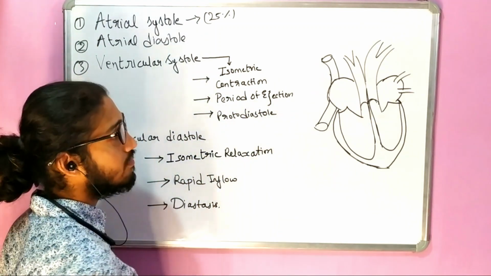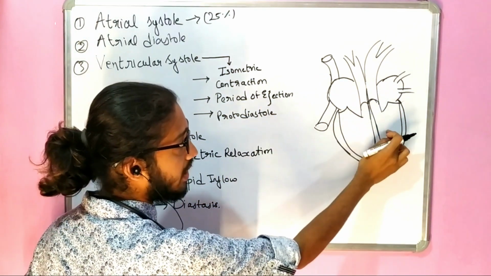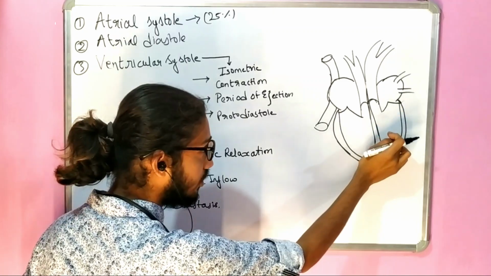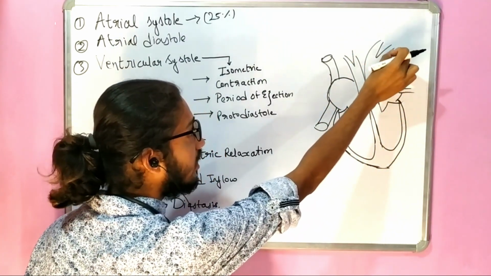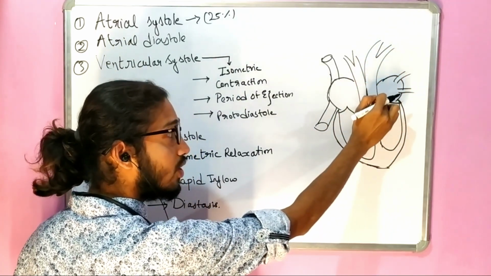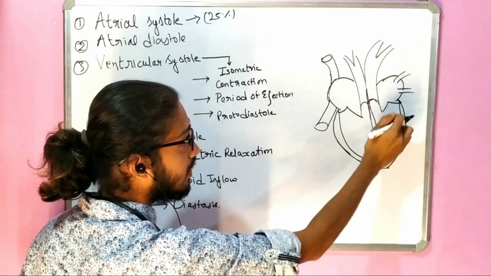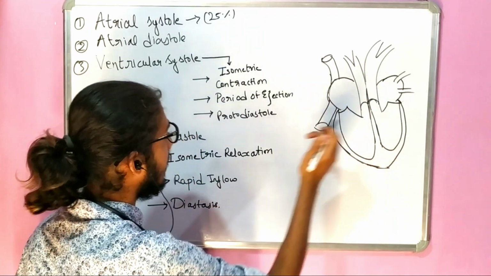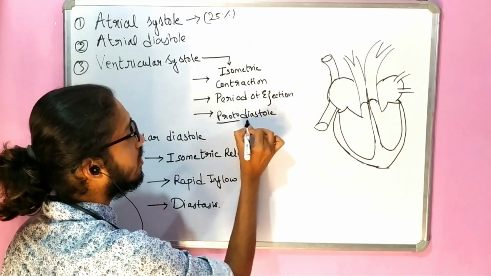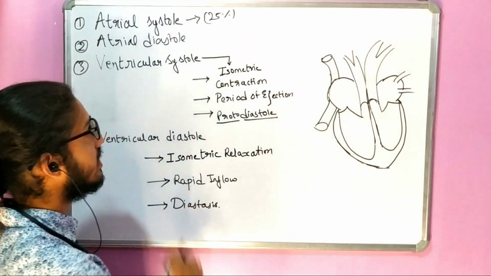Okay, then comes the protodiastole. Protodiastole is the stage where the pressure of the ventricle starts dropping and the blood stops flowing outside, rather the closure will happen in future. So the blood stops flowing outside because the pressure here is reduced. So the ventricle is about to relax, and that is why it is called protodiastole. Like the diastole is about to happen in this stage.